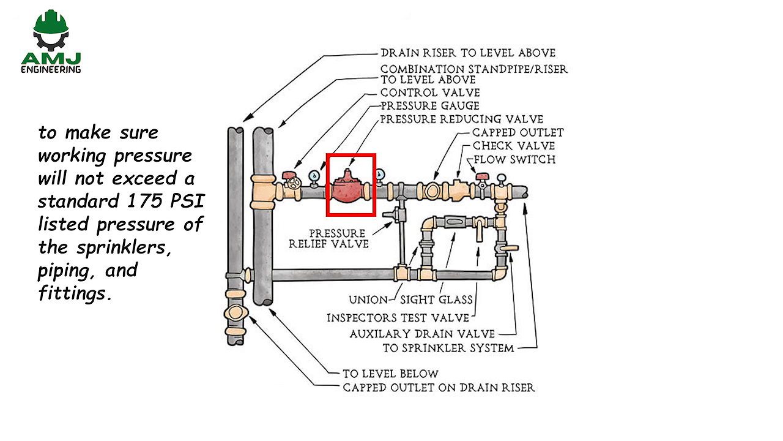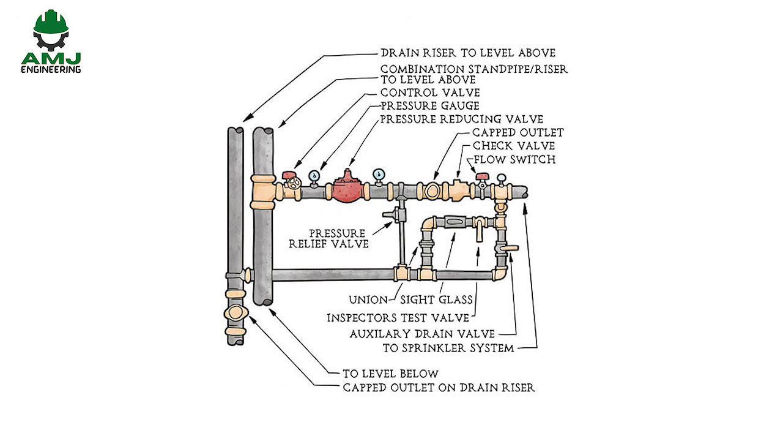Pressure reducing valve. Provided to reduce the system pressure such that the working pressure will not exceed the standard 175 psi listed pressure of the sprinklers, piping, and fittings. PRVs can also be used to limit the system pressure to higher amounts when pressures are allowed to exceed 175 psi. Control valve for entire riser is required to permit isolating a riser without interrupting other systems. Size of minimum 4 inch, unless hydraulically calculated to permit smaller size.